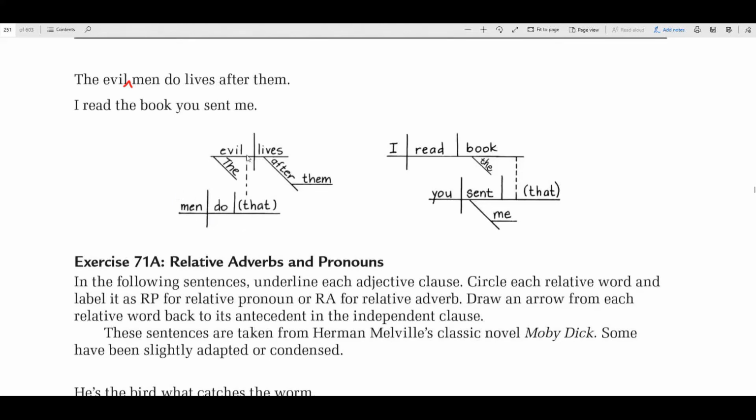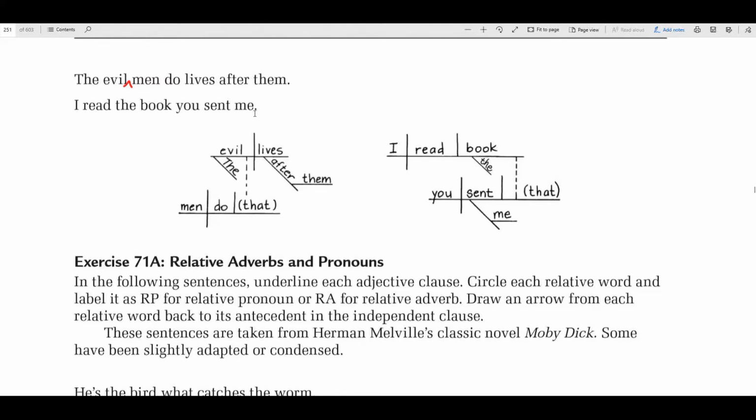That is actually working as the direct object because it's that men do lives after, well, that men do, and men is your subject, do is your verb, men do what? That. So that would be a direct object, but it's understood to be there. And it comes under the evil because that's what it's talking about. So this would be an adjective clause.